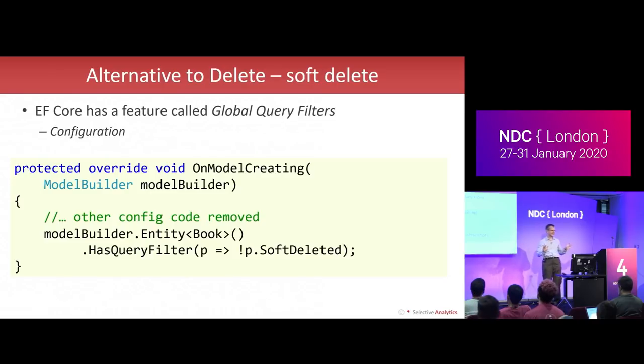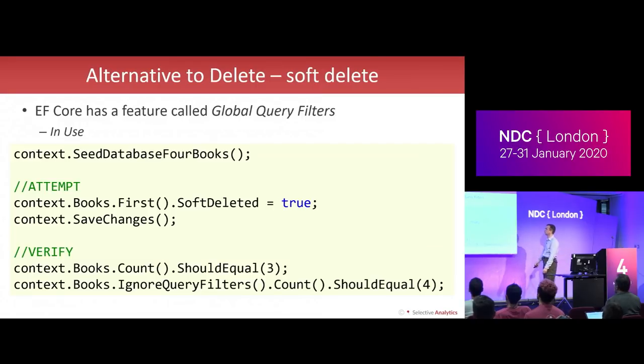The other thing that all my users have done is implemented soft delete. This is where you want to give a delete command to your users, but when they come back and say, I deleted something and I want it back, you want a way to get it back. This is what soft delete does, using a query filter that says, if that is true, it won't show the book. So here's a super simple unit test. Load 4 books, set soft delete true, save changes. Count is now 3. If I say ignore query filters, it's 4. So that book has disappeared.